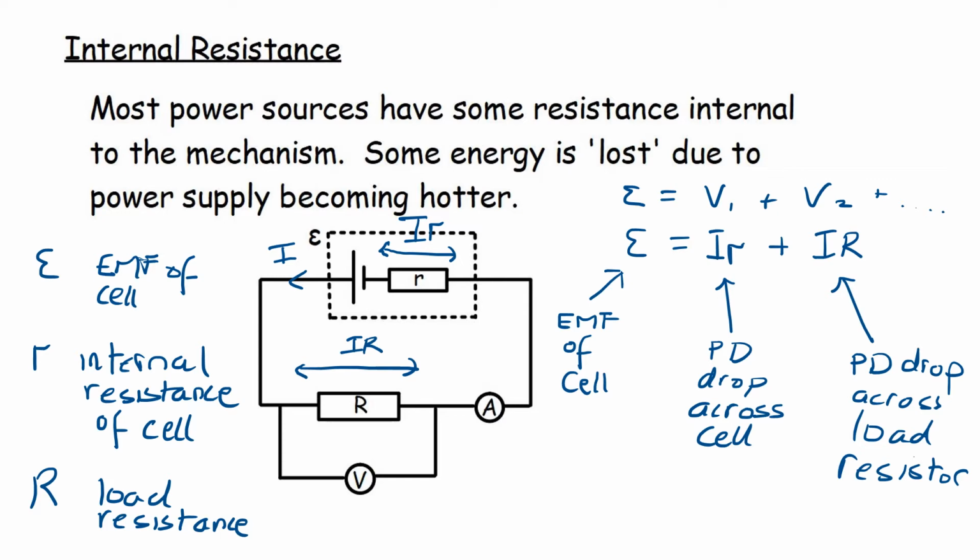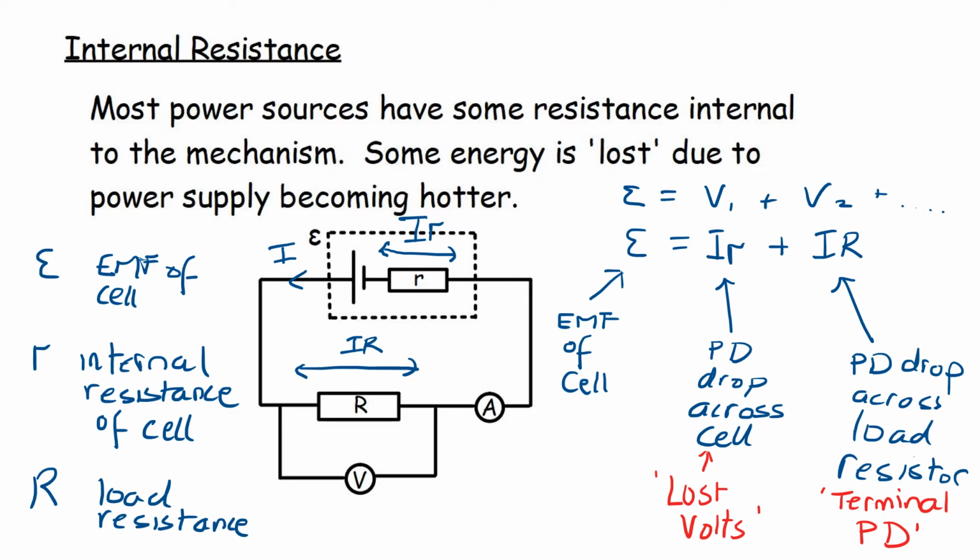And you can see labelled on the diagram there, we've got a current I flowing around the circuit. So that gives us I little r dropped across the internal resistor, and I big R, the potential difference drop across the load resistor. The potential difference across the cell, I little r, is sometimes referred to as lost volts.